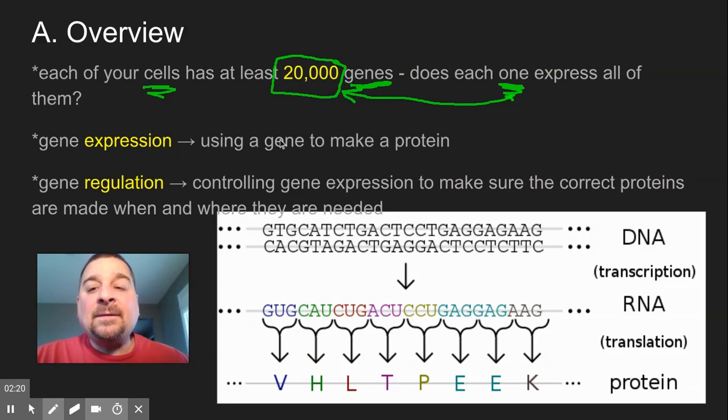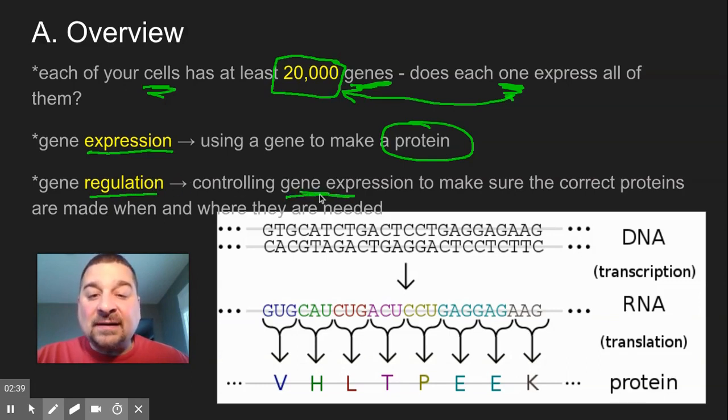If a gene is active, we say that gene is expressed. Gene expression is using that gene to make the end result, which is a protein. Gene regulation is whether that gene is on or off, controlling when and where those proteins are needed in the cells.